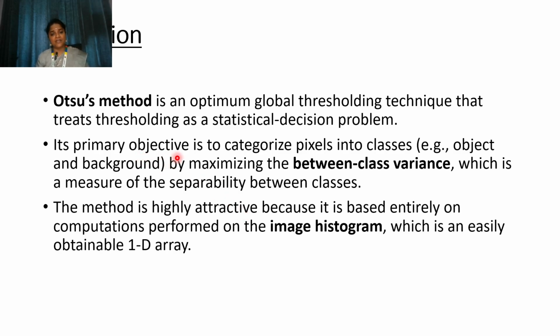The primary objective here is to categorize the pixels into two classes, as we have already discussed, the foreground and the background. In Otsu's method, we are going to use the between class variance as the important factor which we use to achieve the optimum threshold. Again, to repeat, in Otsu's method the most important factor is the between class variance. As I already suggested, this method is highly attractive because we are simply going to use the image histogram to calculate the entire process.